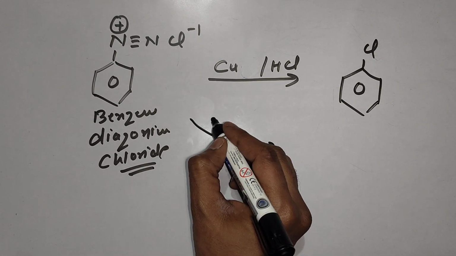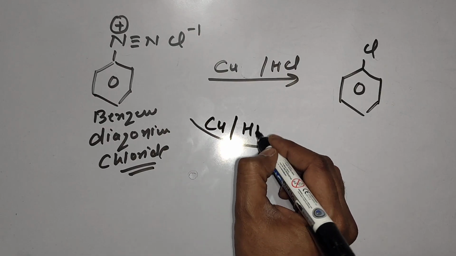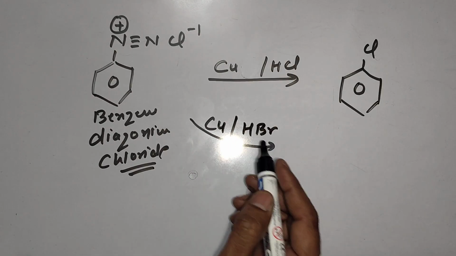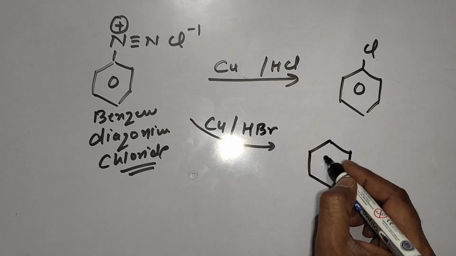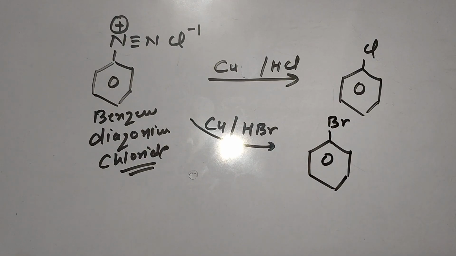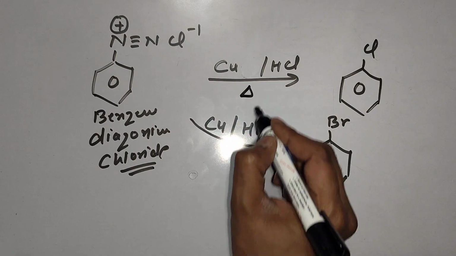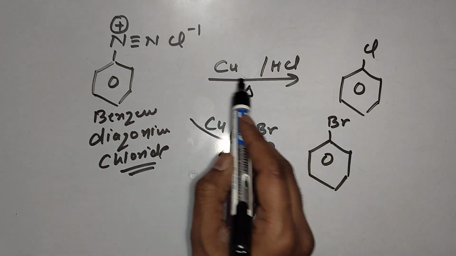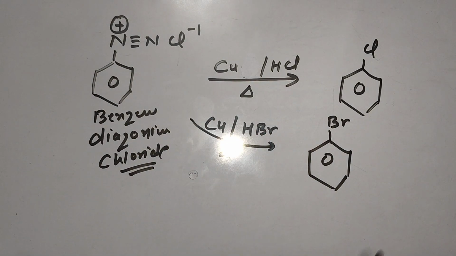Similarly, if you want to create bromobenzene, use this condition, copper and HBr, and bromobenzene will be generated like this. And also we need to heat it. These chemicals and heat them, bromobenzene and chlorobenzene will be generated. Let's go for the mechanism.